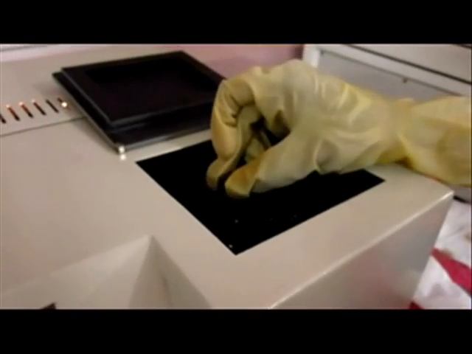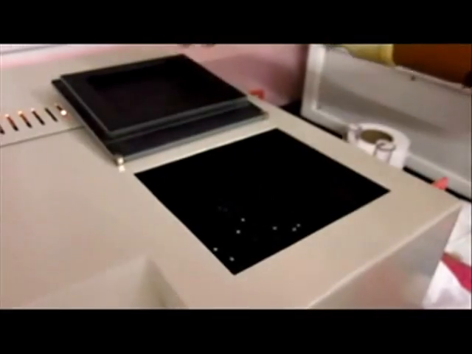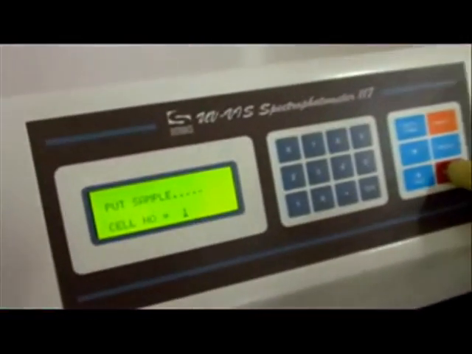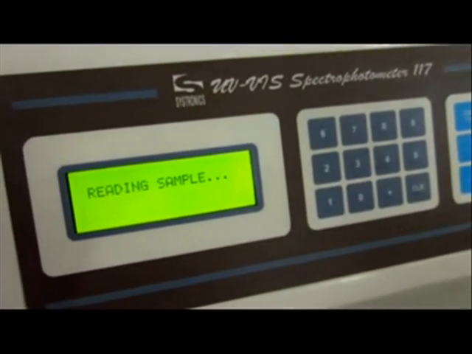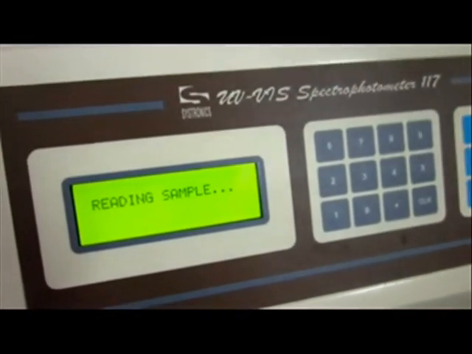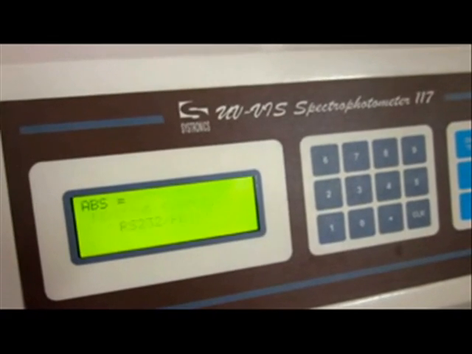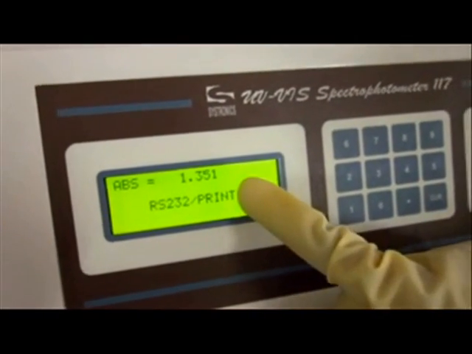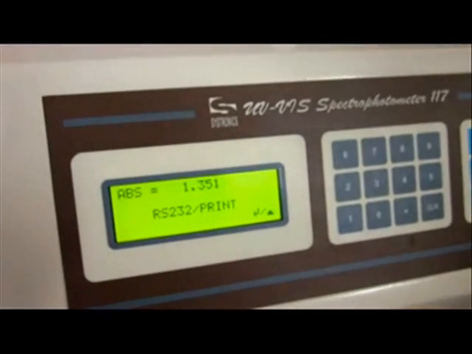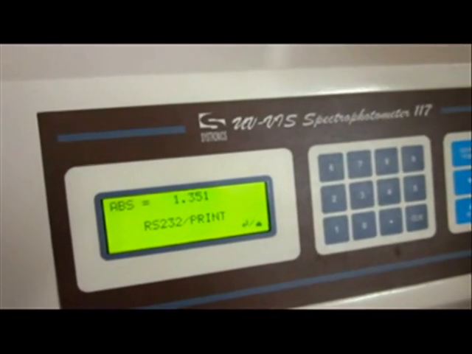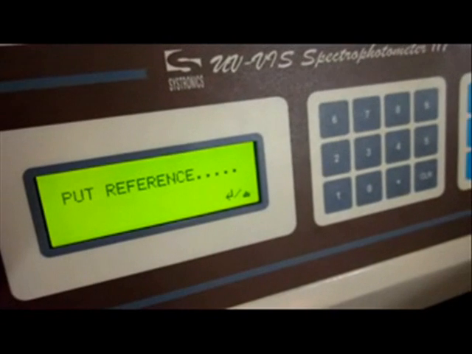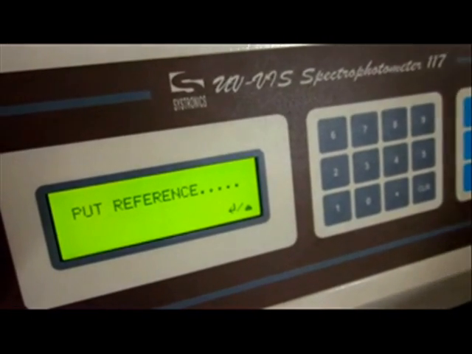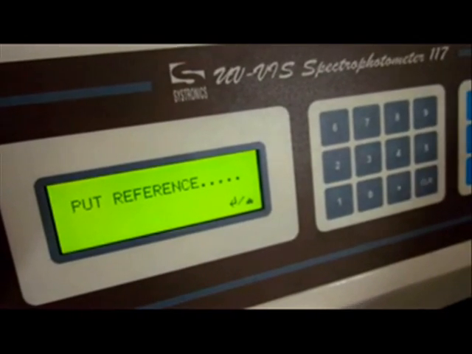Place your sample solution in specific cell to measure its absorbency. The light will be passed through the smooth surface of the cuvette. The readings will be displayed in this monitor. Keep in mind that we have to adjust the wavelength of the blank according to the sample.